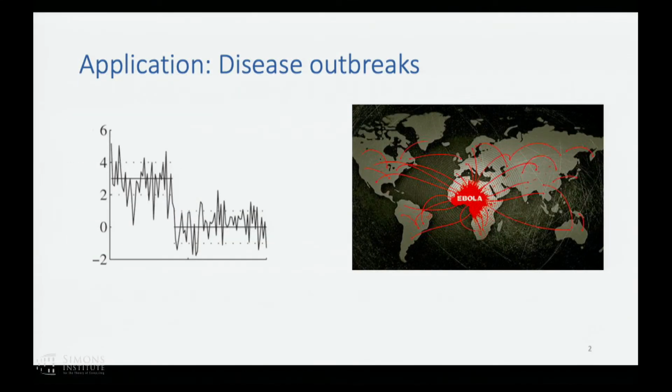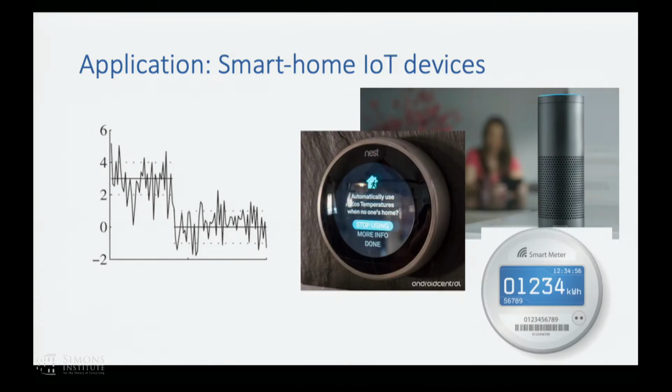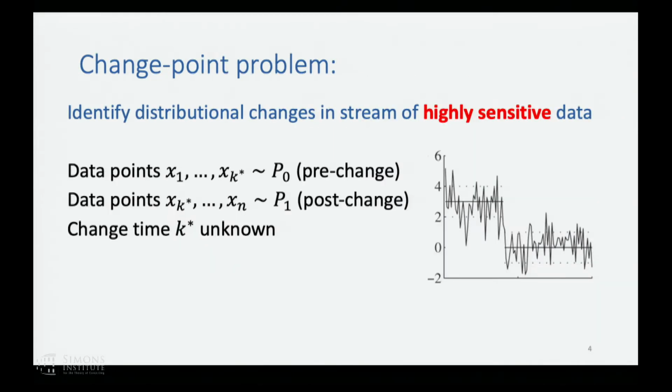Why do we care? Maybe we want to collect hospital data and see at what point we start seeing dramatically more cases of a particular disease, and so the CDC might want to be doing this. You also might have smart home devices that want to test: are you home or not? Is there activity in the home? In both of these cases, these are highly sensitive data, and so we might care about doing this privately.